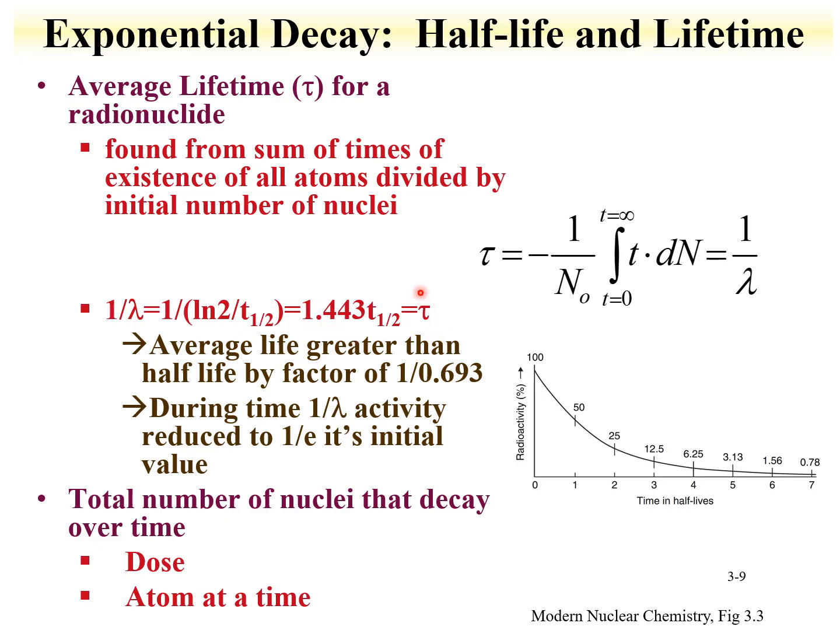And it turns out that the average isotope has a lifetime on the order of 1.4 times the half-life. So the average lifetime is greater than the half-life by this factor. And during some sort of time of initial activity, it's reduced to 1 over e of its initial activity. So I can understand the relationships between these two.